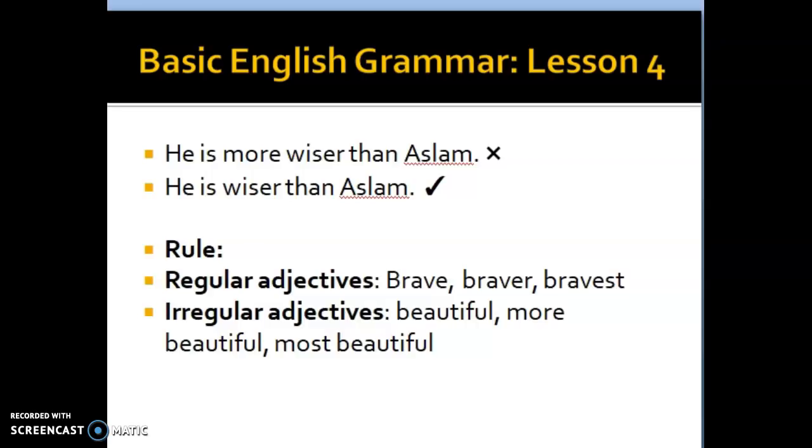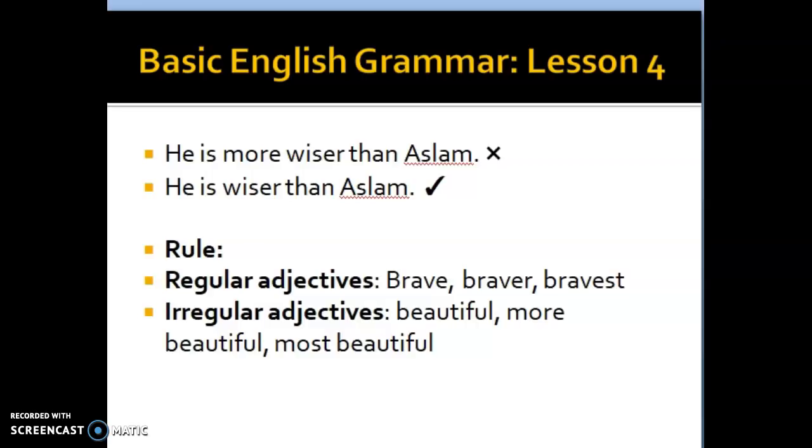Now remember, the rule is given below and there are two kinds of adjectives: regular adjectives and irregular adjectives. What are regular adjectives? Any adjective is regular if its second or third degree, which means its comparative or superlative degree, is made by adding er and est. That is called a regular adjective. And then what is an irregular adjective? Irregular adjectives are those with which you don't use er or est for making comparative or superlative degree.